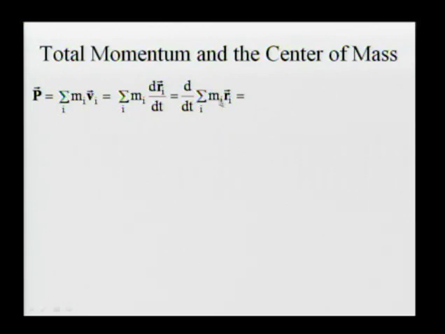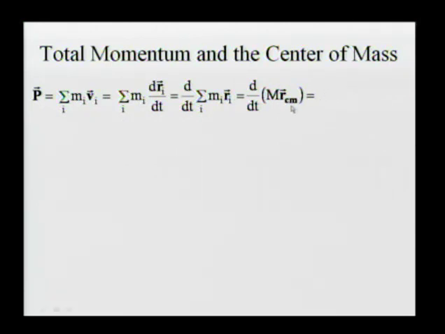Well, I took this derivative outside because I recognize that this is a sum which appears in the definition of center of mass. If I divide this sum by the total mass of the body, I will get the position of the center of mass, which means that this sum over here is just equal to the mass of the object multiplied by the position of the center of mass of this object.